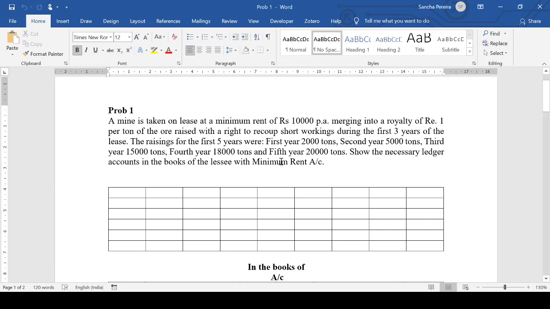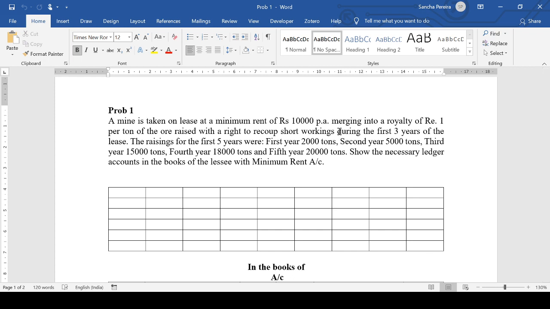Problem 1. A mine is taken on lease at a minimum rent of rupees 10,000 per annum, merging into a royalty of rupee 1 per ton of the ore raised with a right to recoup short workings during the first 3 years of the lease. This is very important. In case there are any short workings, you know what is short working?